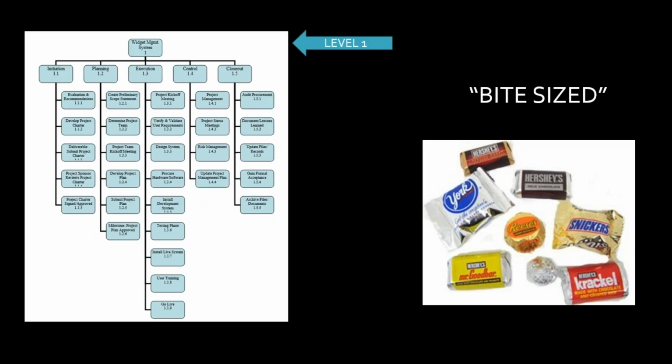For the exam, remember they'll refer to work breakdown structures, or at least the concept of it, in 3 levels. Okay, level 1. If they say level 1, they mean the top level there, the project itself. In this case, it's the widget management system. Okay. Level 2 is the first natural breakdown, all right?